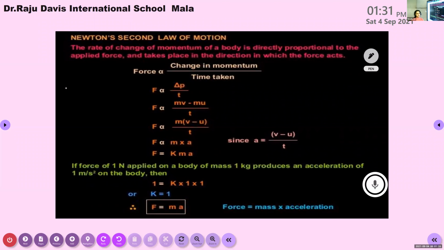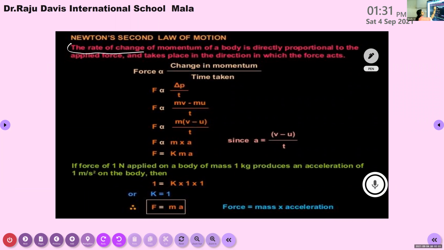So here we have Newton's second law of motion. Newton's second law of motion is based on momentum. That is why we consider the term momentum first. So what does Newton's second law of motion state? The rate of change of momentum of a body is directly proportional to the applied force and takes place in the direction in which the force acts.